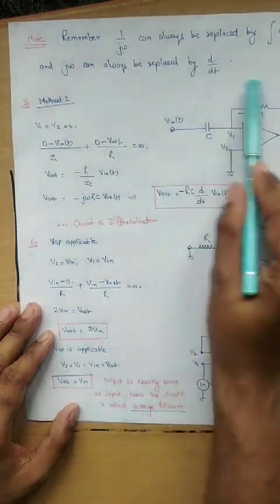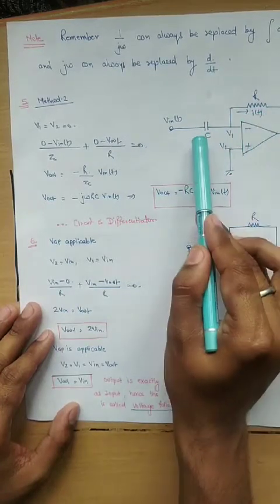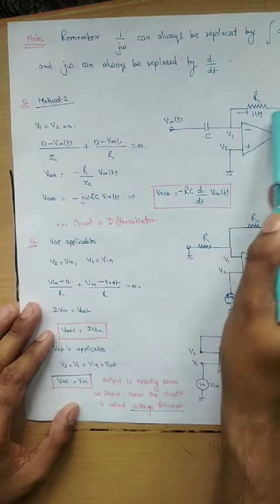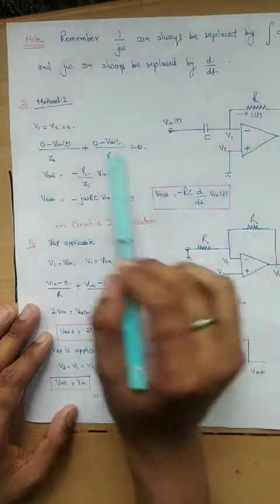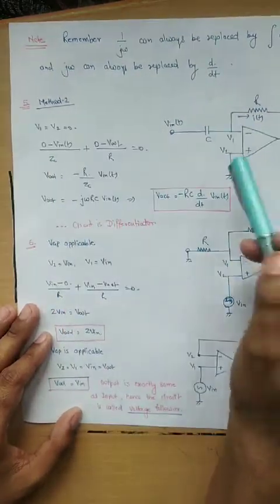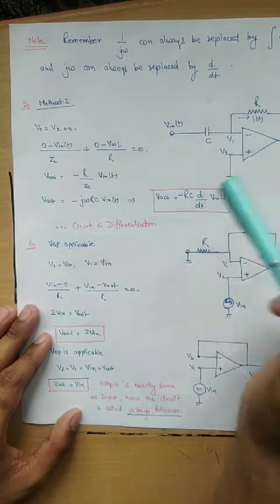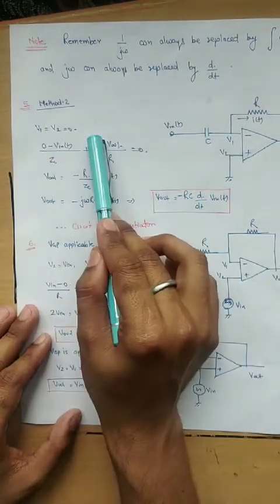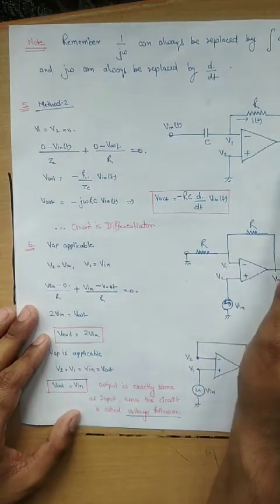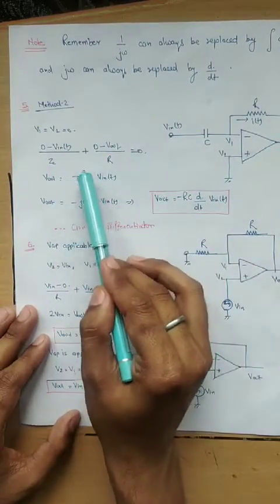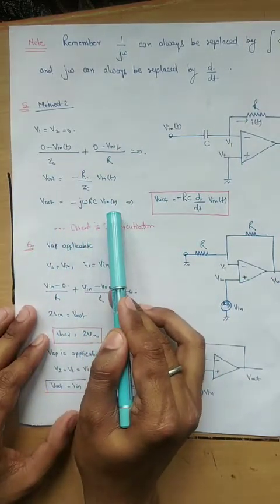Now again, there is another circuit in which the capacitor is not in the feedback. The capacitor is at the input and the feedback is replaced by a resistance. So let us solve this circuit. We will choose method 2, not method 1. First see, VGP is applicable, yes. So V1 is equal to V2. It means V1 is equal to V2 is equal to 0. Apply nodal: (0 minus Vin) by ZC plus (0 minus Vout) by R is equal to 0. Vout is equal to minus R by ZC into Vin. Vout is equal to minus j omega RC into Vin.